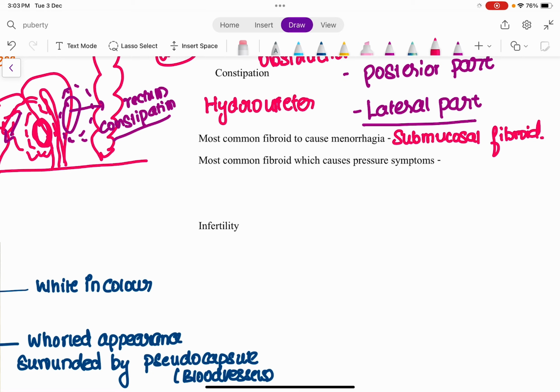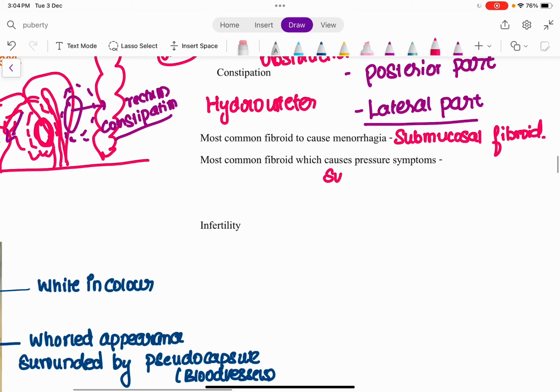Is that clear? And which is the most common fibroid which causes the pressure symptoms? The most common fibroid to cause the pressure symptoms is actually the subserosal fibroid.